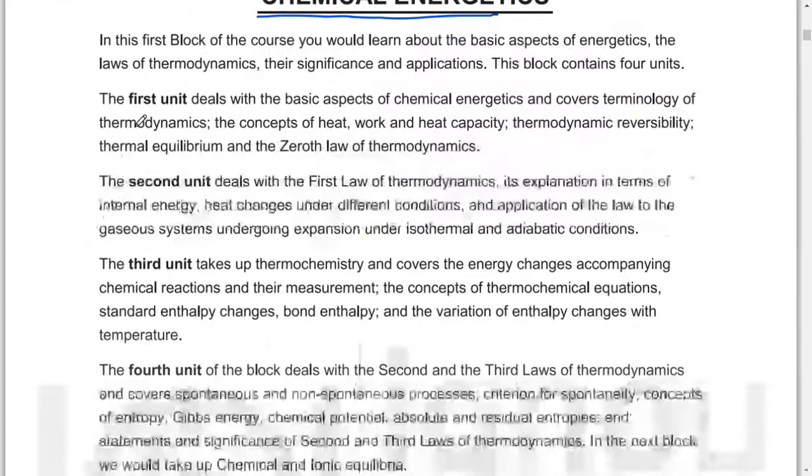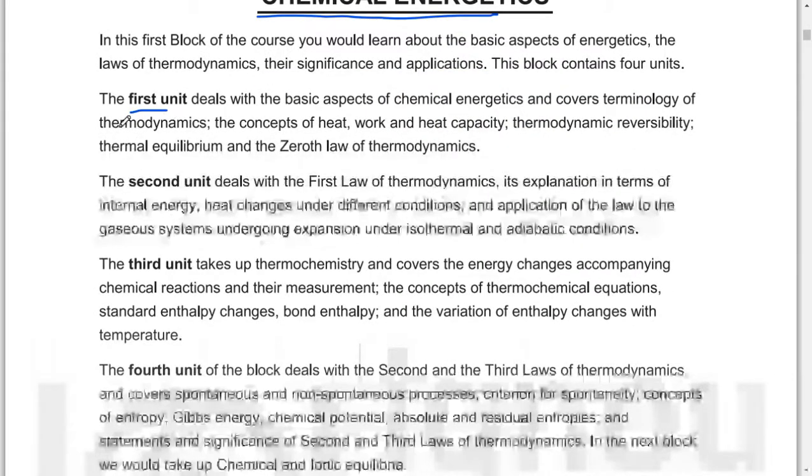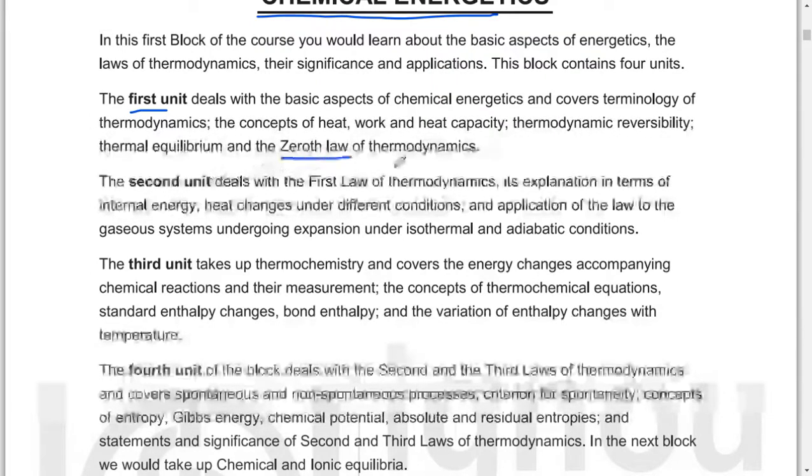The first unit deals with the basic aspect of chemical energetics and covers terminology of thermodynamics, the concept of heat, work and heat capacity, thermodynamic reversibility, thermal equilibrium, and the zeroth law of thermodynamics.